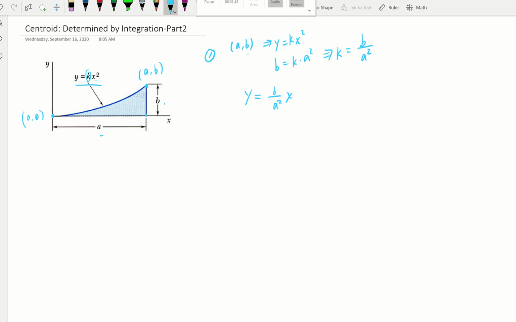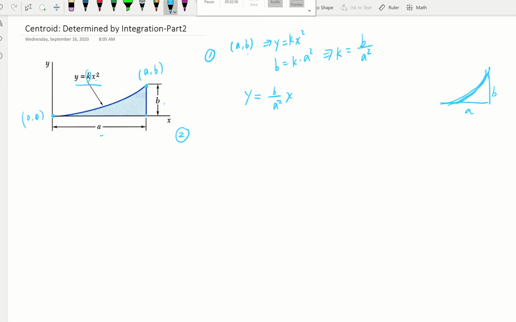Some of you might wonder, why do we need to replace k? Because we actually do not know the k when we are given a shape, because our goal is to find its centroid, right? We know a and b and we know this curve, so we need to find the slope.